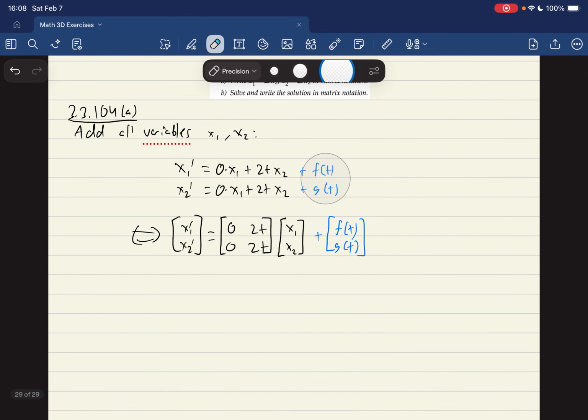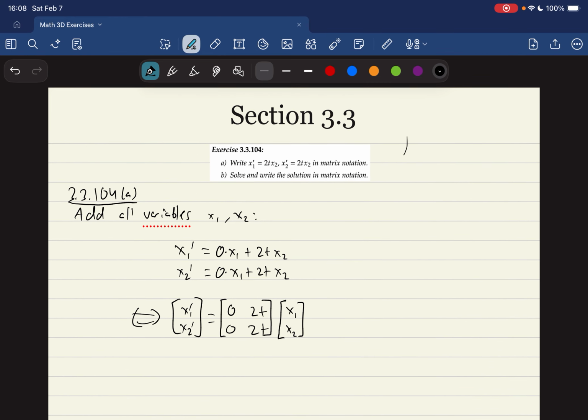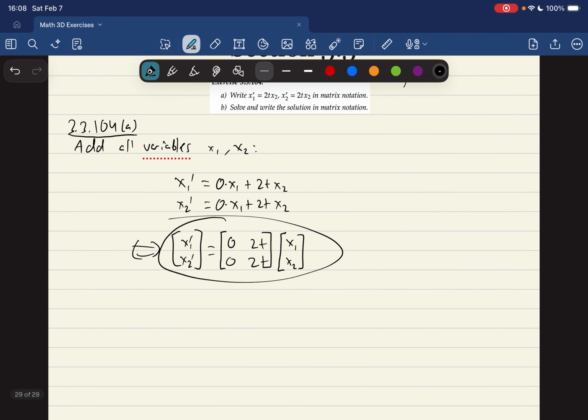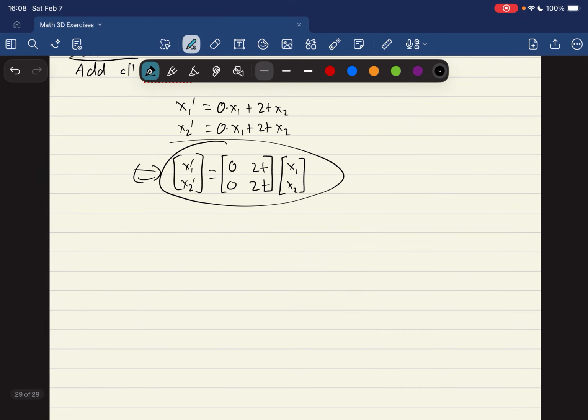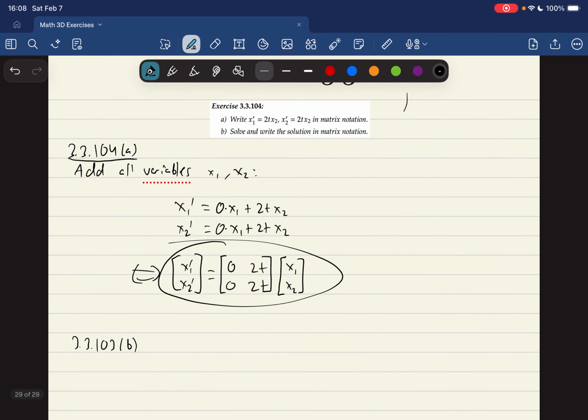Now let me erase these because they're not part of the problem. But as written here, this is the matrix equation, or the matrix notation, for the system above. Okay, now let's do the second part, 3.3.104.